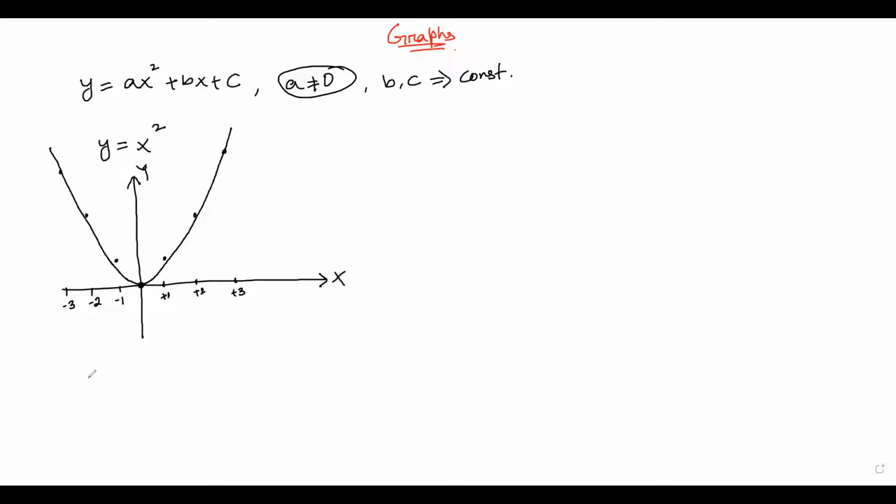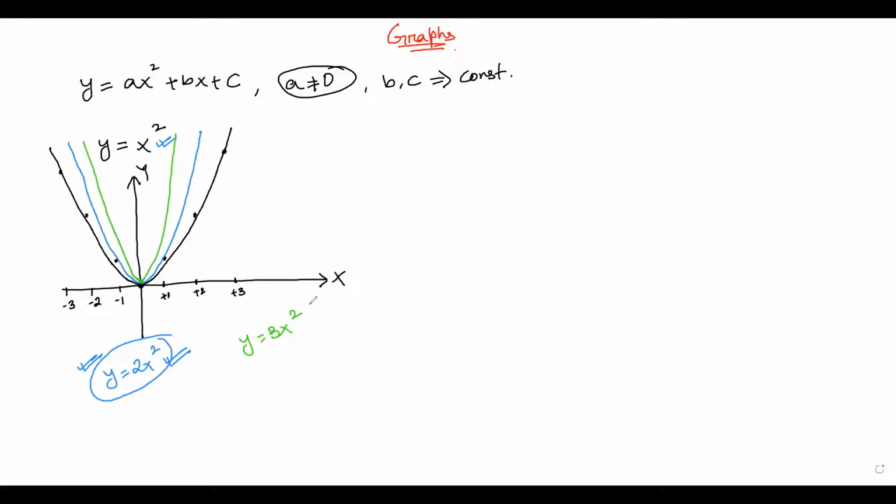In a similar way, if we draw the graph of y equal to 2x square, in that case, we'd be getting this graph, which would be steeper as compared to y equal to x square, as the magnitude of the leading coefficient is higher in y equal to 2x square as compared to y equal to x square. So for the same value of x, y will achieve a higher value in y equal to 2x square as compared to y equal to x square.